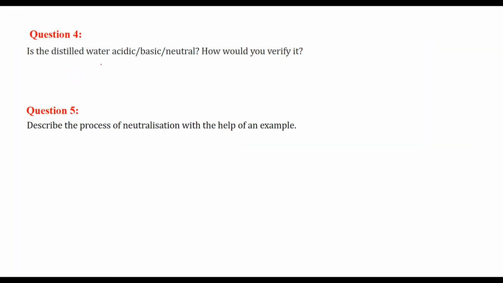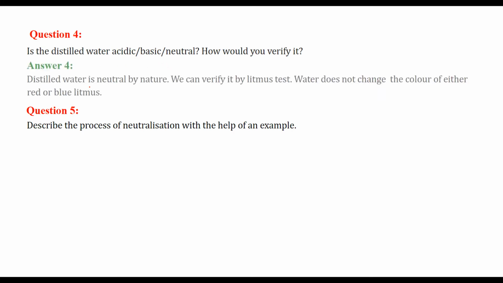Is distilled water acidic, basic, or neutral? How would you verify it? The way is using the litmus test. Distilled water is neutral by nature. We can do it using the litmus test. Water does not change the color of either the red or blue litmus. That is why distilled water is neutral by nature.